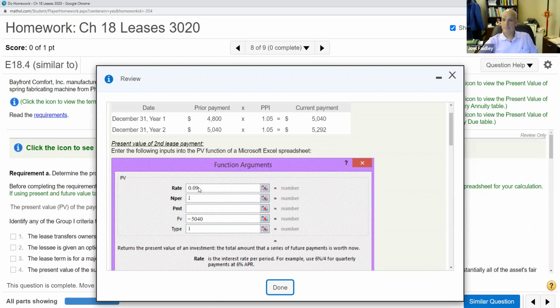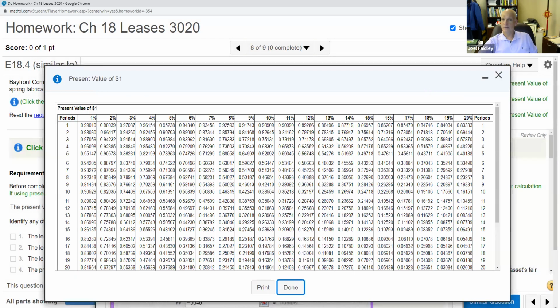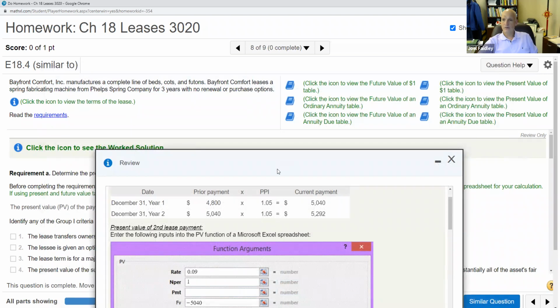So here's my 9% implicit rate. Period is 1, and then there's my 5,040. Or if you want to, you can come over here and use the present value of a dollar table. Of course, you'll get the wrong answer; more than likely it'll be a little bit off. You can use that table right there and do the same thing for 1 year at, what would you say, 8%? 0.92593. And then you'd use period 2 for 8%, 0.85734, I believe, for our second calculation.